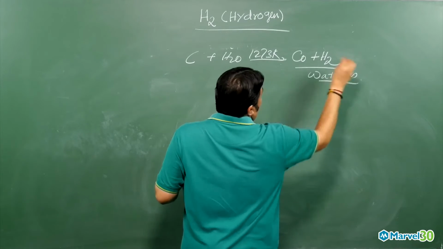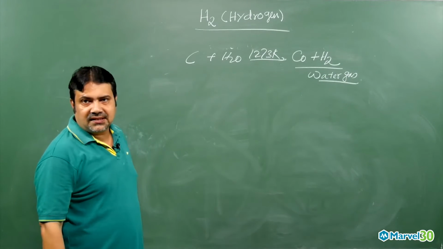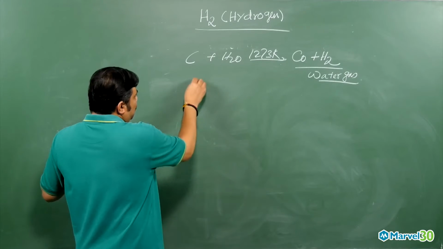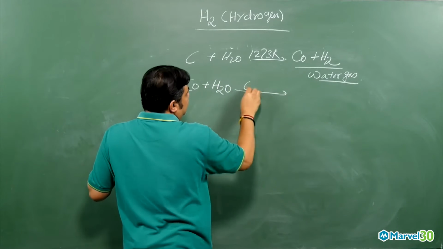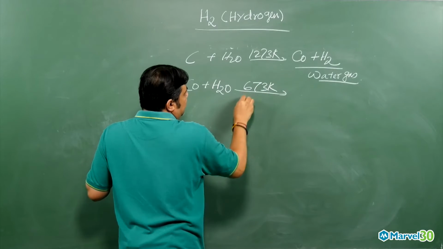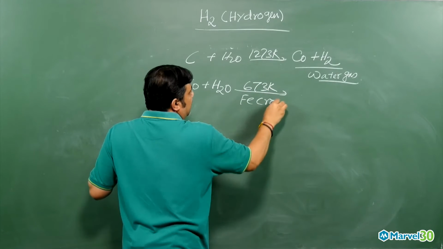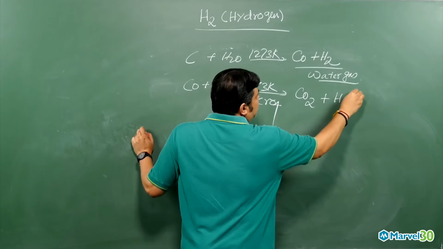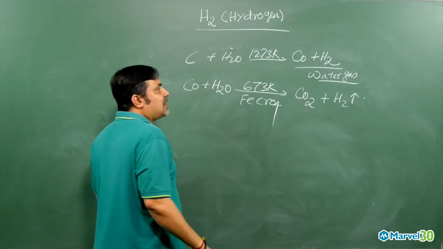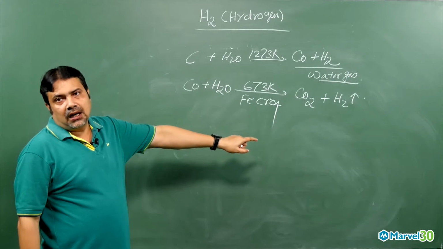This is nothing but water gas or synthesis gas, hydrogen will be liberated. And if you take carbon monoxide, reaction with water molecule in presence of 673 K, in presence of iron chromate, if you react, immediately it will form CO2 plus hydrogen will come out in the system. So these are the different ways we generate the hydrogen.